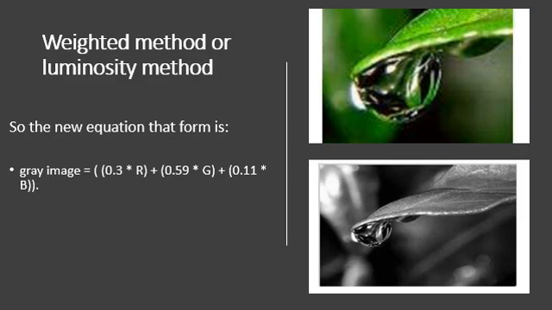So the new equation that forms is: grayscale image equals 0.3 of red plus 0.59 of green plus 0.11 of blue. So according to this equation, red has contributed 30%, green has contributed 59%, which is greater than all three colors, and blue has contributed 11%. So applying this equation, we can get the grayscale image which has been shown on the screen.